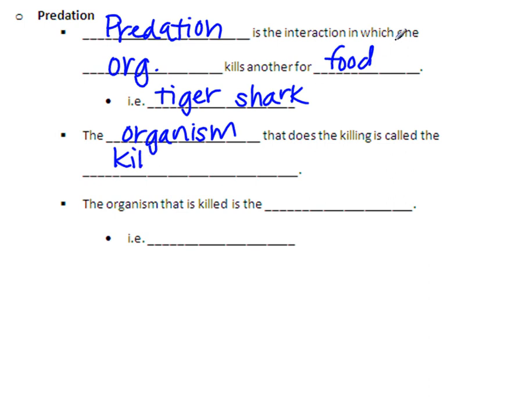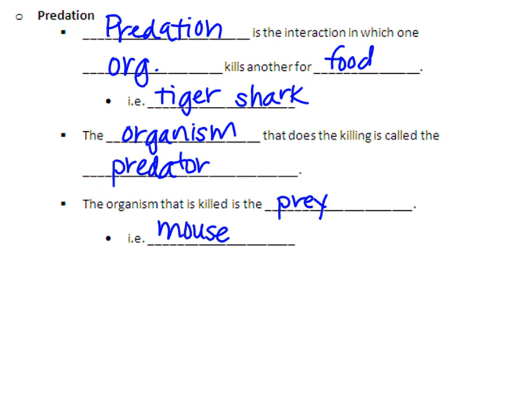The organism that does the killing is called the predator. We'll get it together here. And the organism that is killed is called the prey, P-R-E-Y. An example of that might be a mouse. So if a predator was a python, then its prey would be the mouse, and it would be able to eat that mouse and kill it as its source of food.